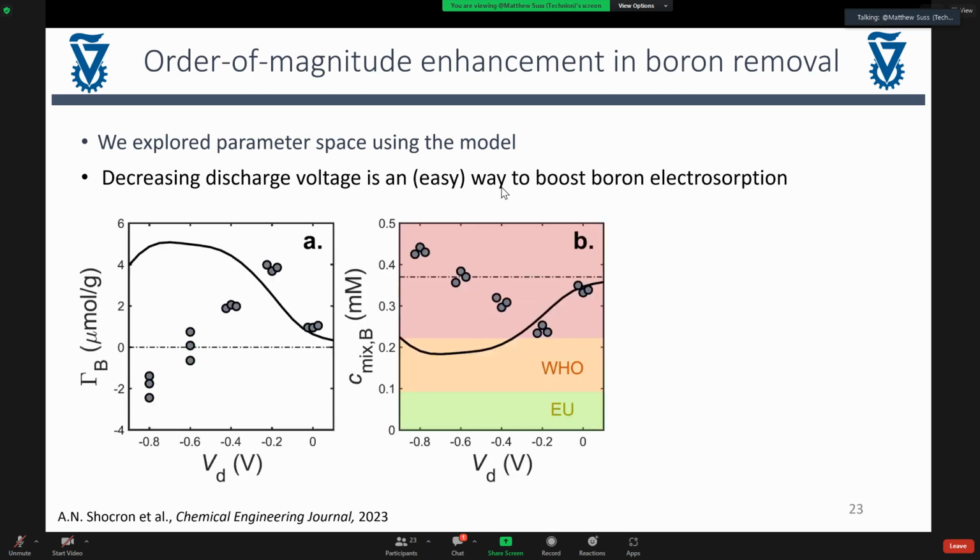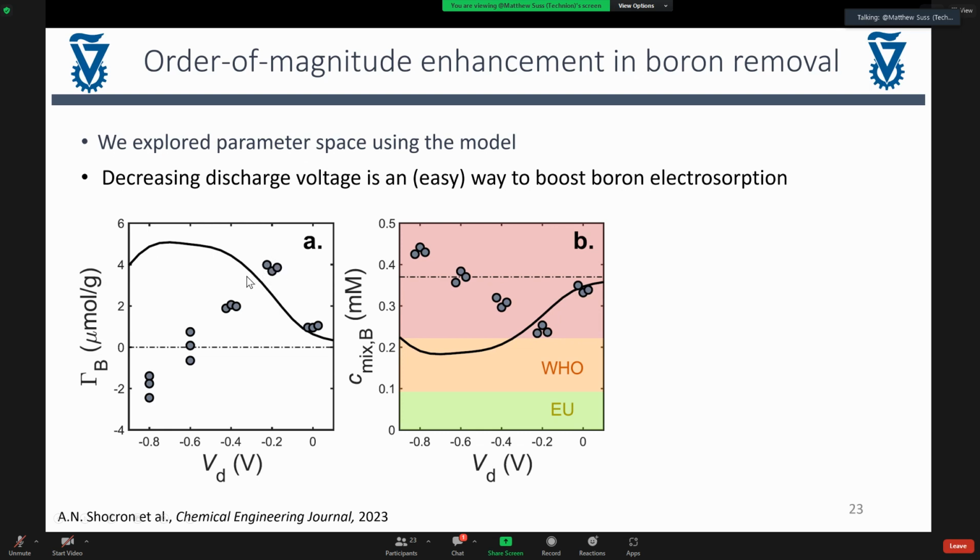And here are some results, basically. On the left plot, you can see boron electroabsorption on the y-axis and discharge voltage on the x-axis. The previous results were for 0 volt discharge voltage, the standard. But the model predicts, this solid line is the model, that if you go to lower discharge voltage, you'll increase boron electroabsorption. And the experiments also demonstrated that. If you went down to minus 0.2 volts, you got a huge enhancement in boron electroabsorption.